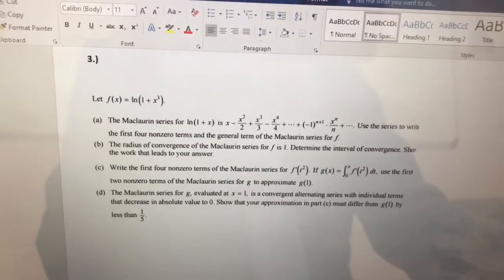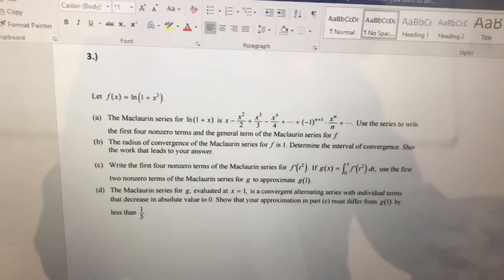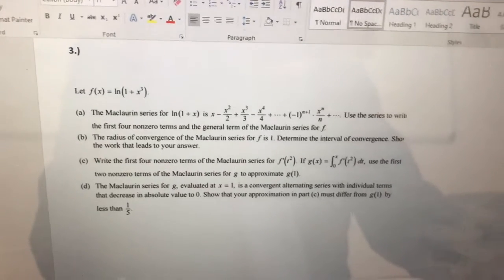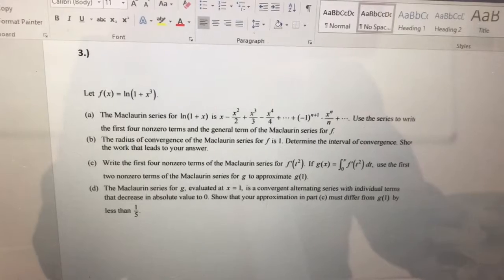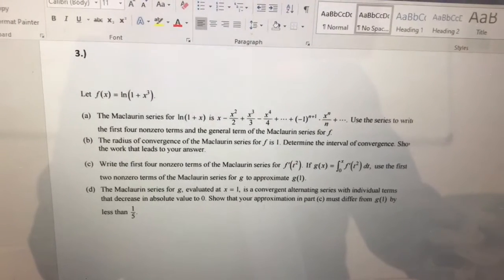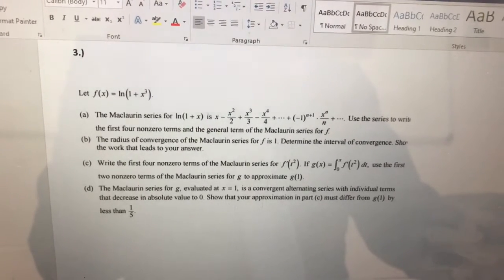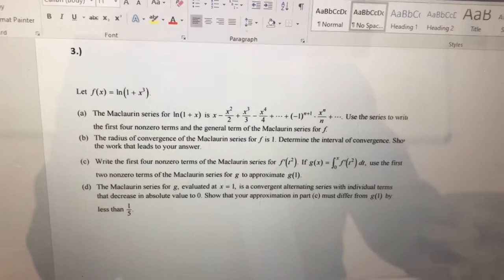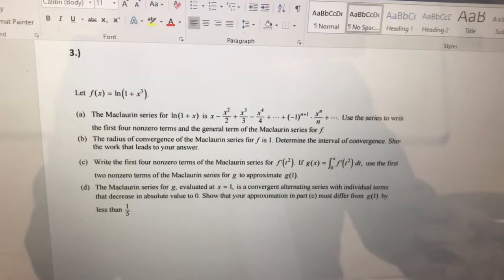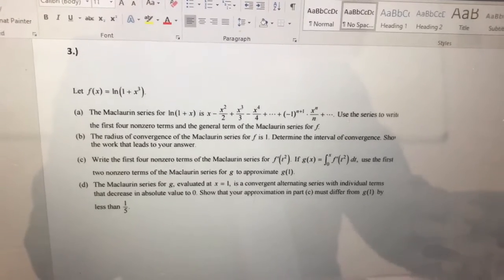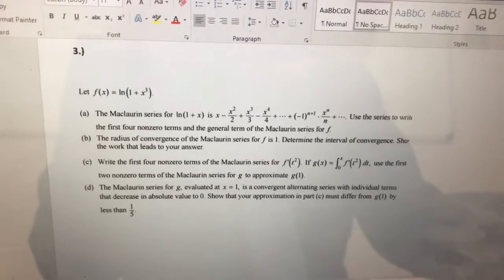All right, we are looking at FRQ number 3A. This is AP Prep number 7. And they give you this Maclaurin series here for ln of 1 plus x, okay? And they want us to find the function for f, which is ln of 1 plus x cubed. So you'll notice they took out the input of x and they put it in x cubed.